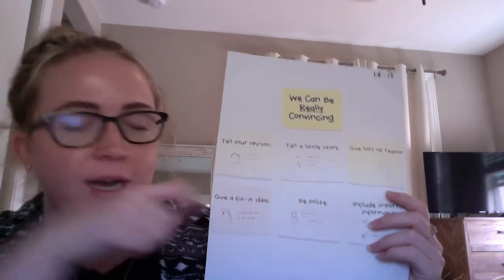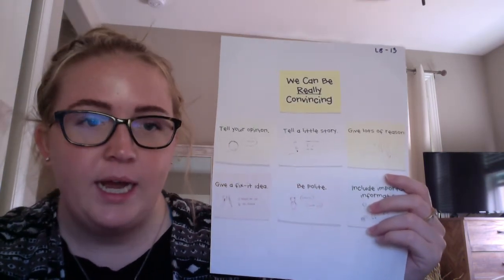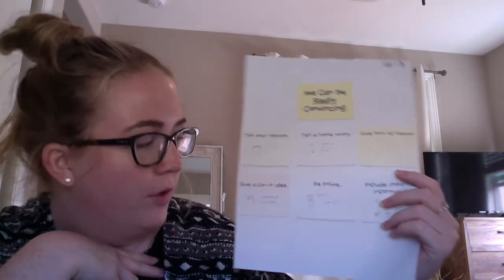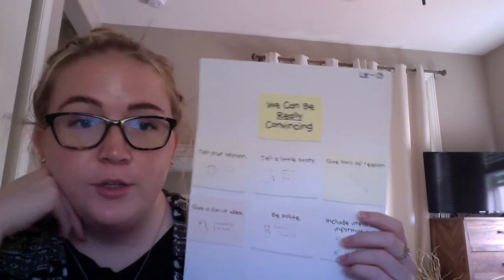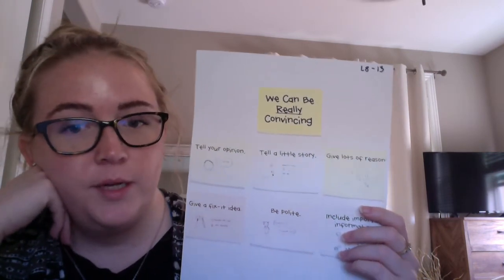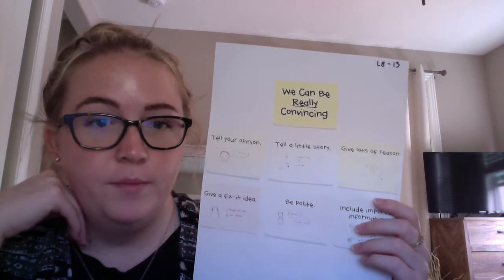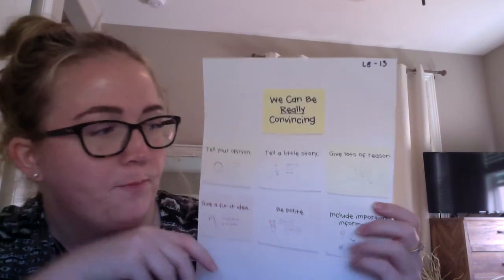Then you have to give a fix-it idea. How can I, as your reader, help you fix your problem? And then I want you to make sure that you're polite. So we don't want to be mean when we're writing to people. We know it's a problem, but we have to be polite when we ask them for help.